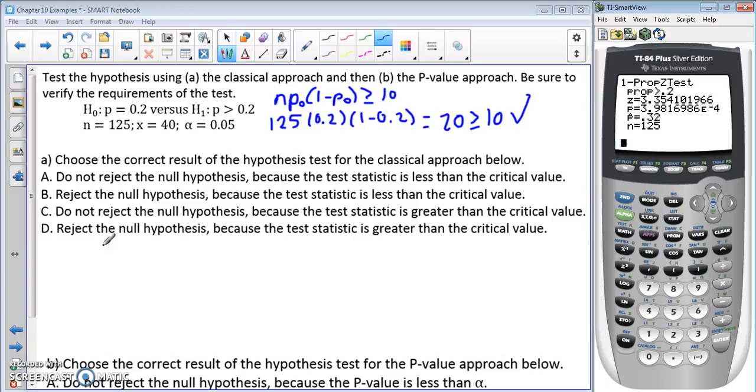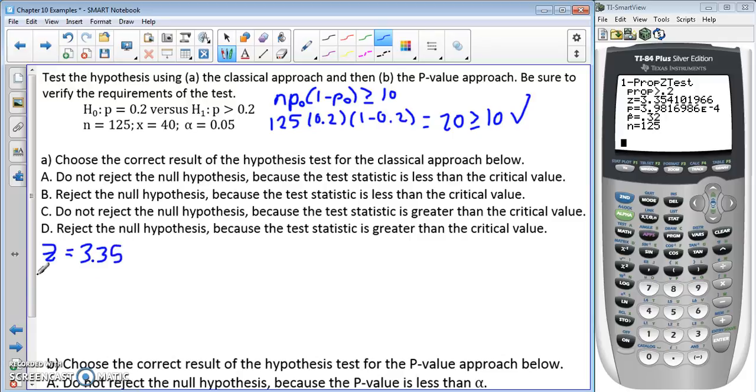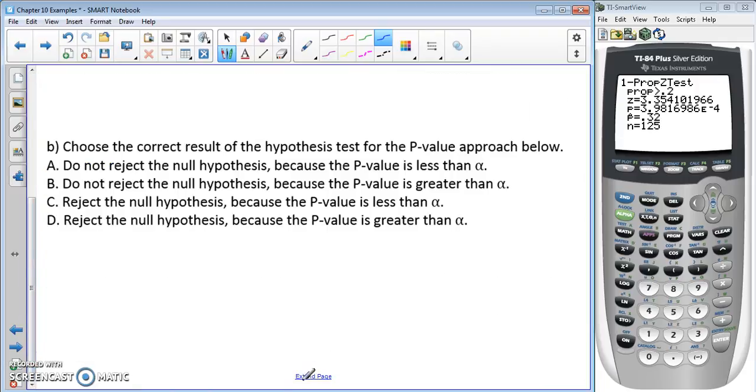So remember, for the classical approach, we're concerned about our test statistic. This is approximately equal to 3.35. And for the p-value, this is approximately equal to, so that E is in scientific notation, 3.98 times 10 to the negative fourth, so this is 0.000398, so pretty small there.